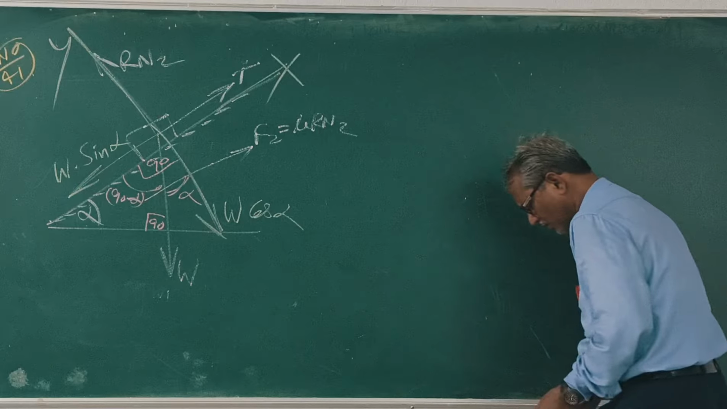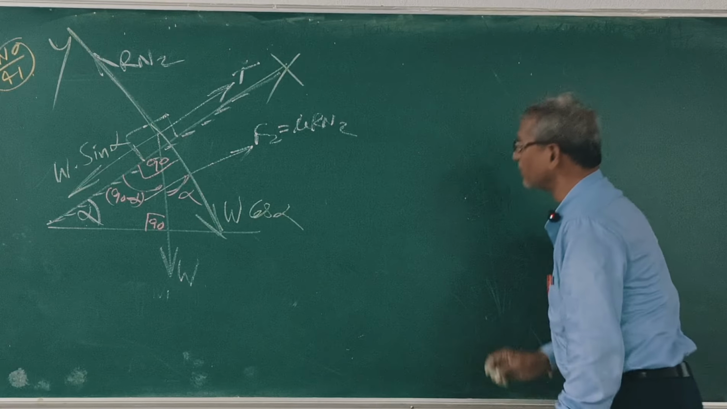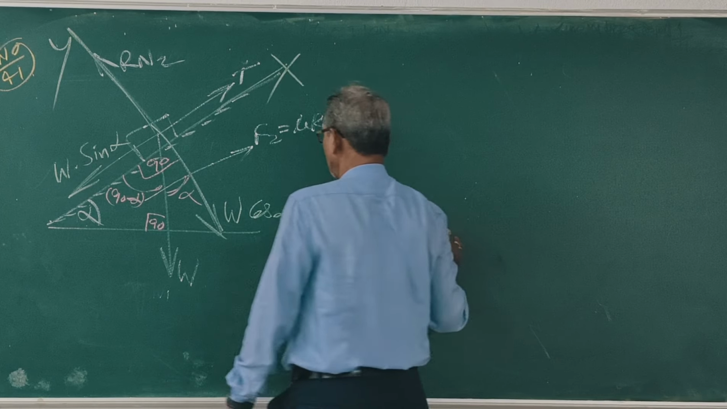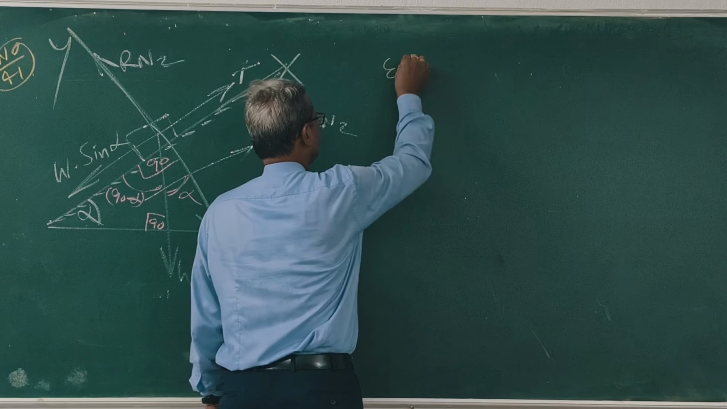Now, first make sigma y equal to 0. What is Rn2? Rn2 is W2 cos alpha. What is Rn2? W2 cos alpha. Clear? Sigma x is 0.